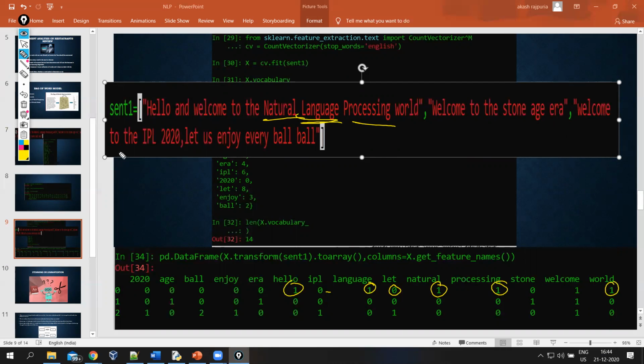Okay, so let's understand the third statement. In that, IPL is there. IPL is present only in the third statement, so that is why I got 1 here.